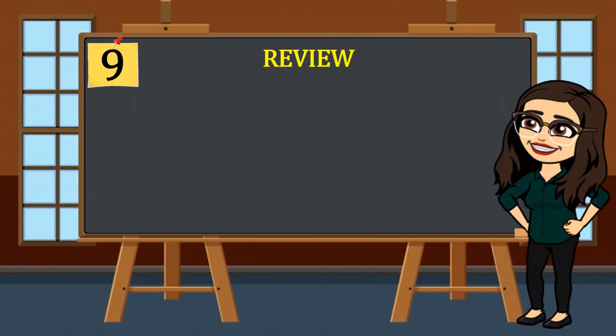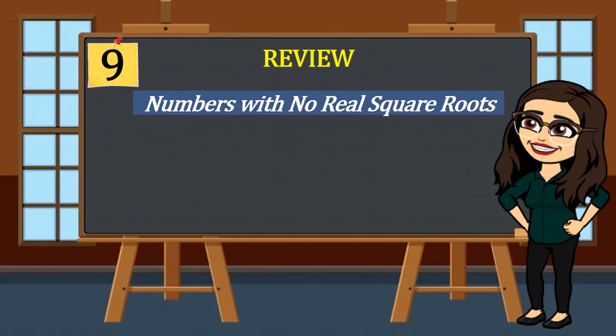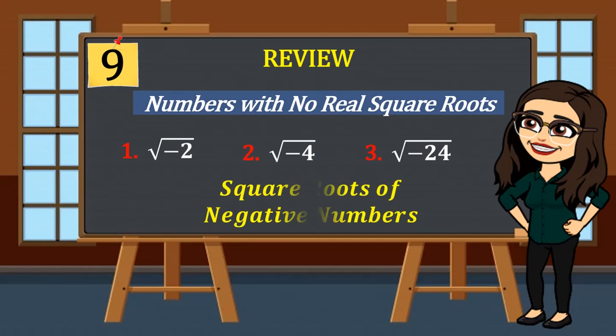For the last set, numbers with no real square roots. Number 1, the square root of negative 2. Number 2, the square root of negative 4. Number 3, the square root of negative 24. So meaning, there will be no real square roots if you take the square roots of negative numbers. So the answer for these 3 will be no real square roots.